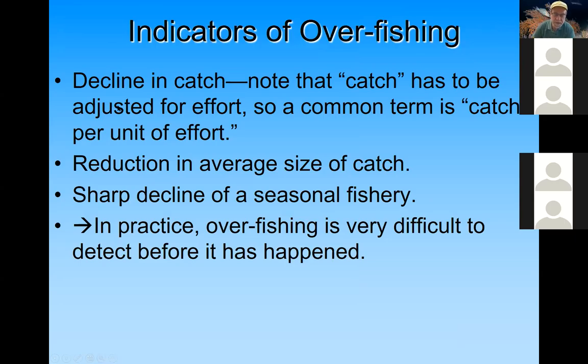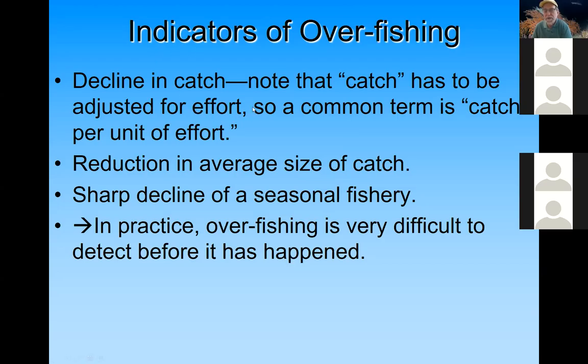So the problem then is overfishing. That is to say, we're taking more than a yield which could be sustained over long periods of time. So how would you know if a fish population was being overfished? Well, first of all, there would be a decline in the catch. And here we have to note that the catch has to be adjusted for effort. If a boat with several fishers goes out with hooks and lines to catch tuna, they could spend all day or several days offshore and catch some number of tuna, 50, 100, whatever the number is.